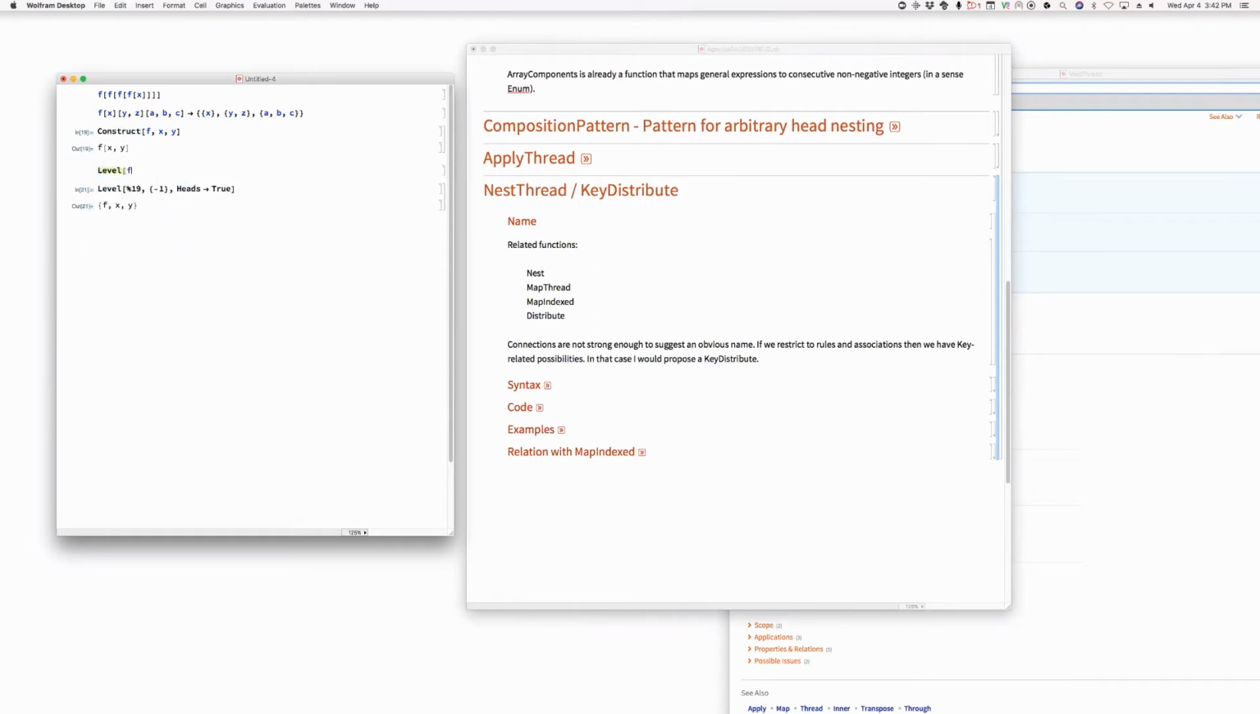I see. So you're claiming it's just Level of f of x, y, comma 1, comma Heads goes to True. Yeah, I think that's correct. All right, seems to be the answer. By the way, we might put that also in the Construct documentation under properties and relations. We don't have it there. Yeah. We will add it.